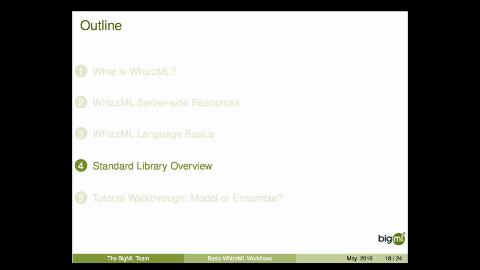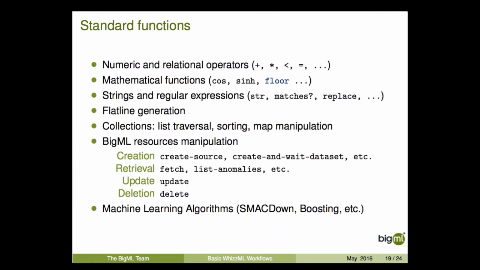So the next thing we're going to talk about is the standard library. So what are the functions that are available to you? We went over the syntax, how to call functions in WhizzML, how to define your own functions, but what are the functions that we provide for you? It's pretty generous at this point. There's quite a few functions.